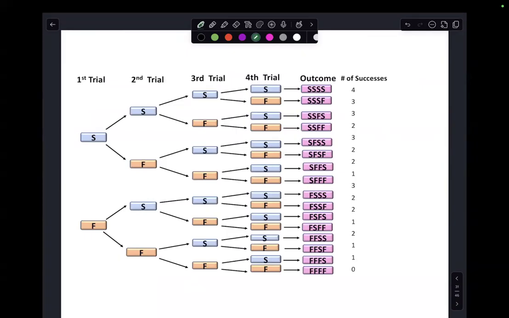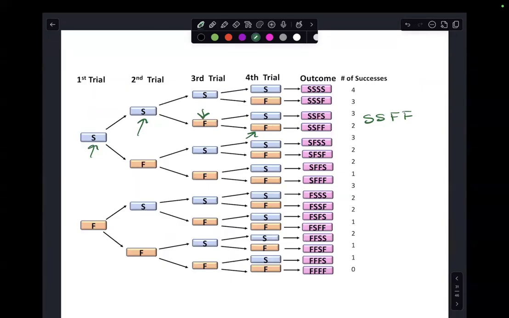My second trial, so I'm going to go on the success one here. If my first trial I got a success, my second trial I either have a success or a failure. Let's say we got another success. Off of that one, my third trial, I either got a success or a failure. Let's say I got a failure this time. So the fourth trial, I either had a success or a failure. Let's say I have a failure again. So here I had success, success, failure, failure. So in this case, out of my 4, I had 2 successes and 2 failures.